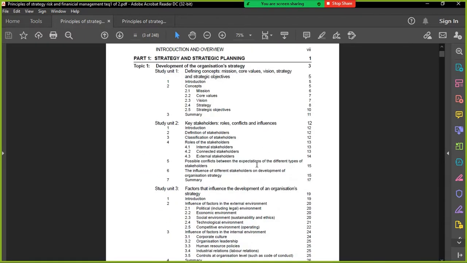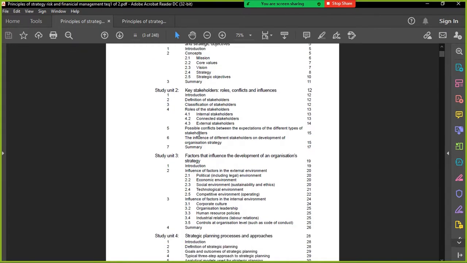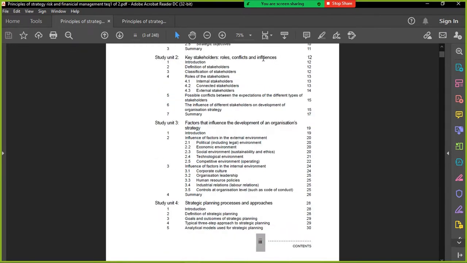I'm just still trying to get this. I made it smaller to get my microphone on. Now it looks like the module has stayed the same. They've probably changed some of the examples and activities, but I see study unit one, this is still theory, looking at mission, values, strategy. Study unit two is also theory. Study unit three, theory. Four, theory.